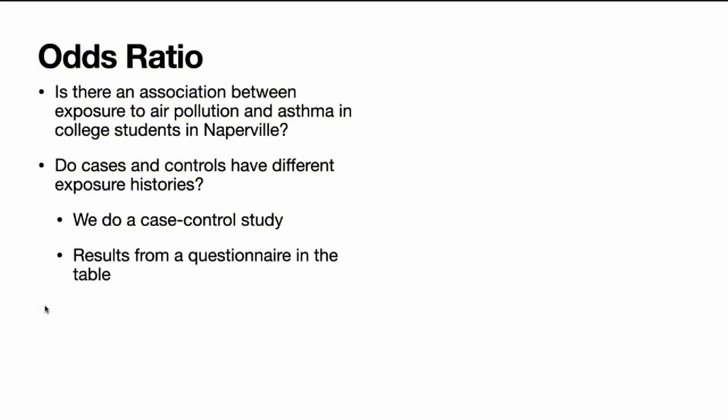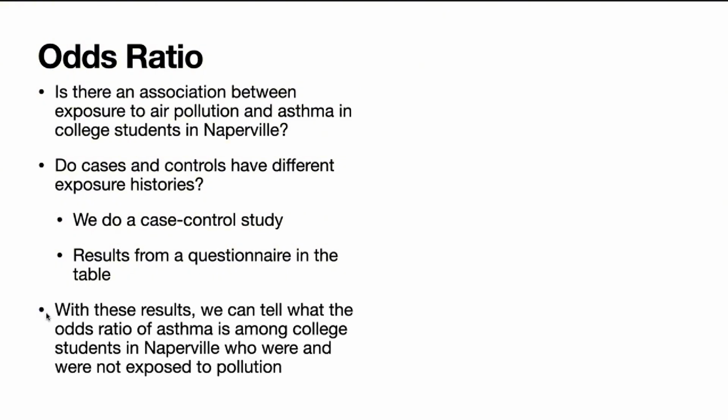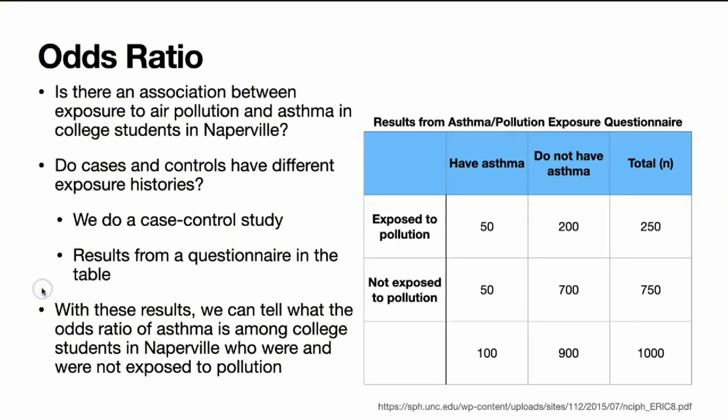And then, so we can ask questions, we can do a questionnaire, and then we can fill in our 2x2 table with results from our questionnaire. And then after we fill in our table, we can tell what the odds ratio of asthma is among college students in Naperville who were and were not exposed to pollution, and see if perhaps there is an association. So these are our results from our fictional survey questionnaire. And so we surveyed a total of 1,000 college students in Naperville.